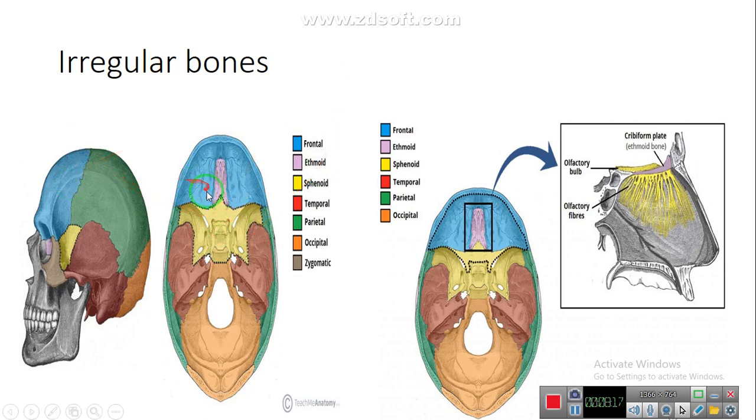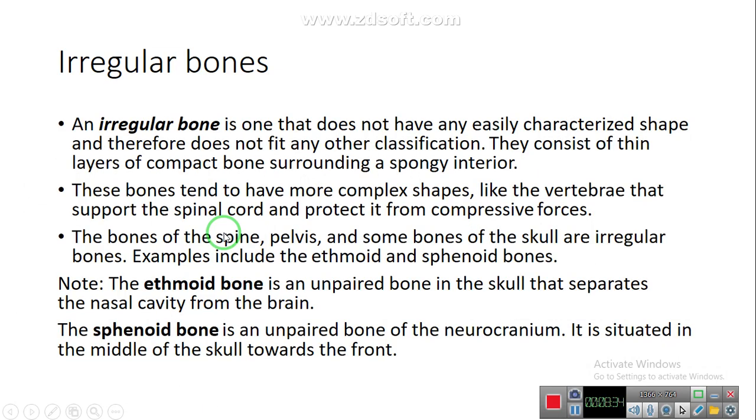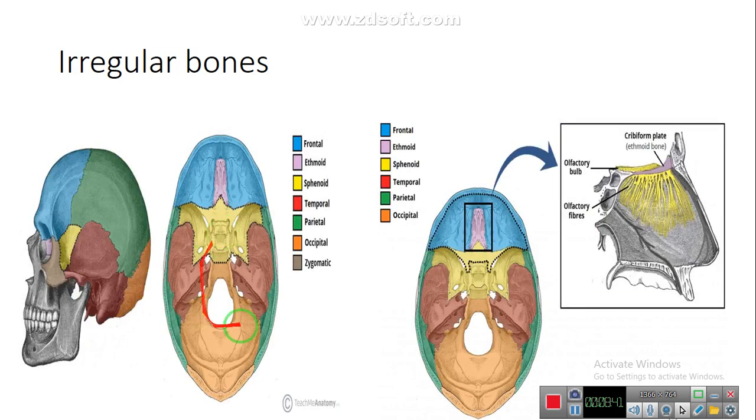Here you can see the ethmoid bone, which separates the nasal cavity from the brain, and the sphenoid bone. The sphenoid bone is situated in the middle of the skull towards the front. Here. And the other colored parts are the regions of the brain: frontal lobe, temporal lobe, parietal lobe, and occipital lobe, and I will further discuss these lobes in my presentation of the brain.